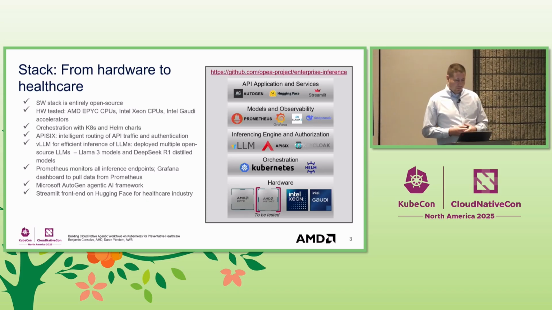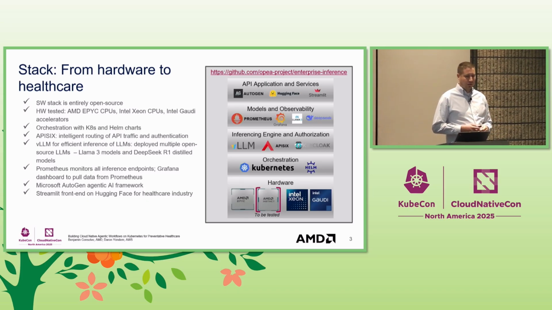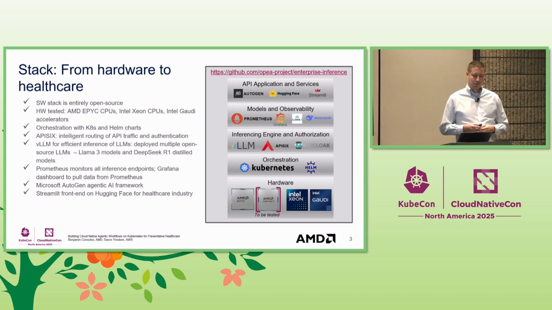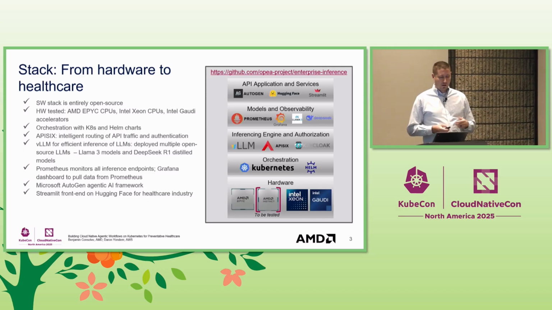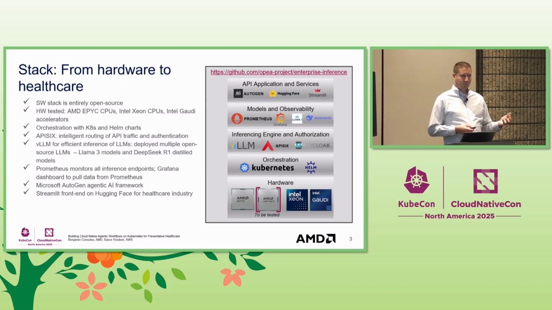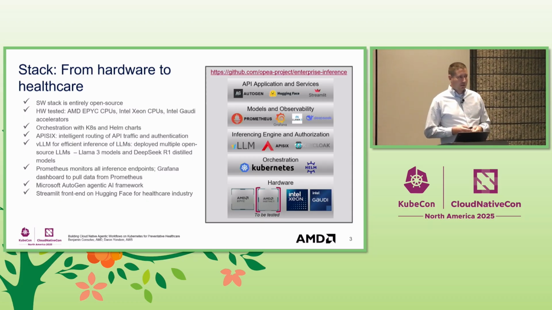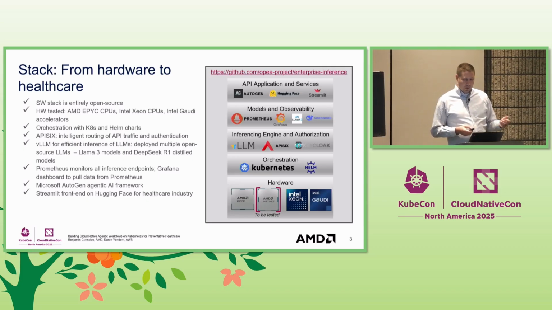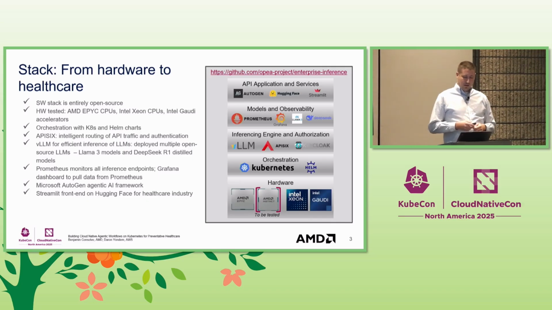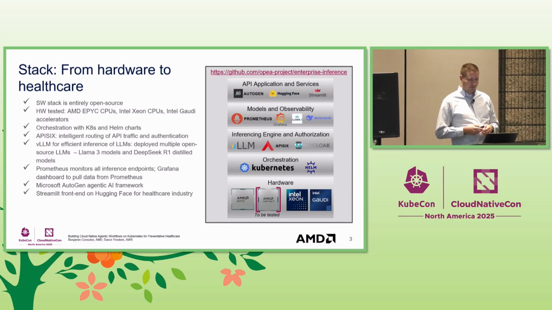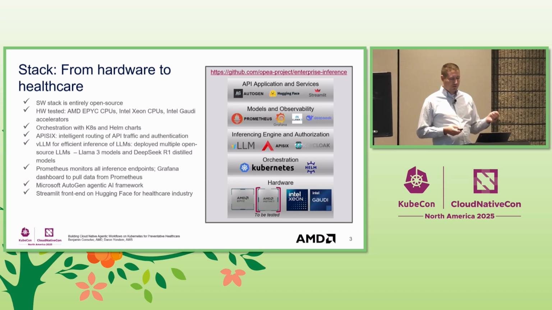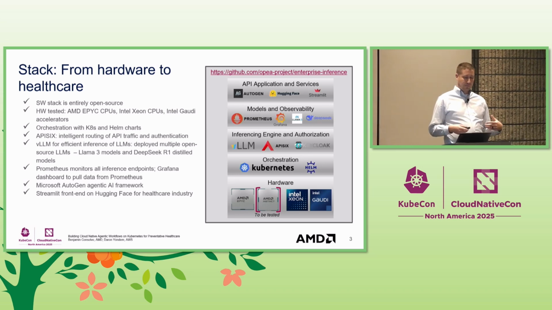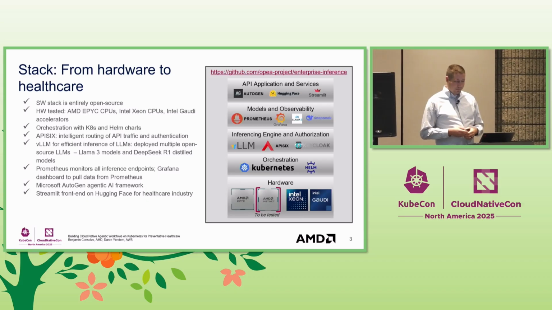So I want to go over the full software and hardware stack. From hardware to healthcare, the software stack is entirely open source. The hardware that I tested was the AMD APISIX CPUs, Intel Xeon CPUs, and Intel Gaudi accelerators. The orchestration is done with Kubernetes and Helm charts for declarative deployment. APISIX provides the API gateway, authentication, and traffic management. Prometheus monitors all the inference endpoints, and then Grafana pulls that data from Prometheus for monitoring.